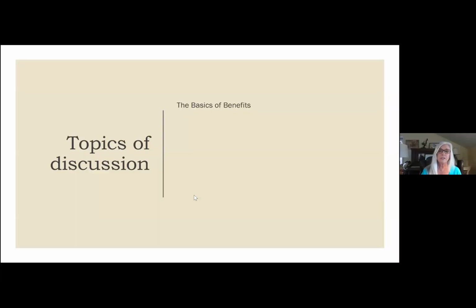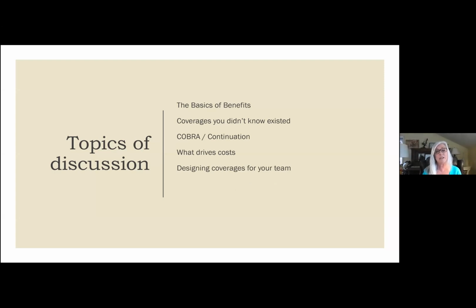basics around benefits. And secondly, we're going to talk about coverages that you may or may not know existed. COBRA and continuation, they're two very different parts of the conversation. What drives costs, so you have a little better understanding around that. Designing coverages for your team that attract and retain your valuable employees.